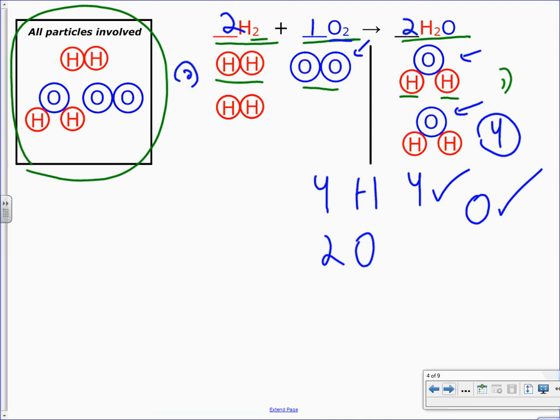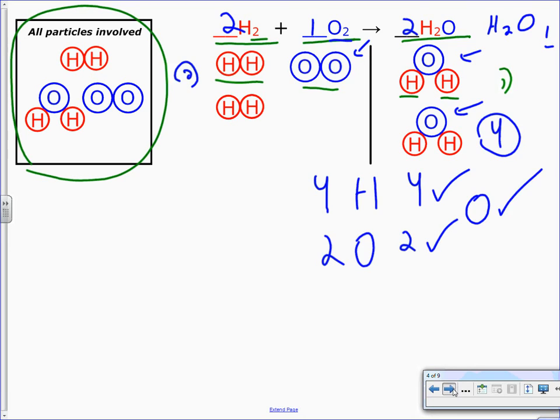2 times 1, because you don't write in 1s with a formula, so H2O is the same thing as saying H2O1, there's only 1 oxygen. So if you have 2 H2Os, there are 2 oxygens. So now the hydrogens, 4 and 4, oxygens, 2 and 2, check.